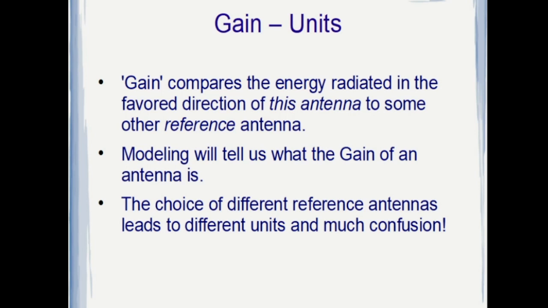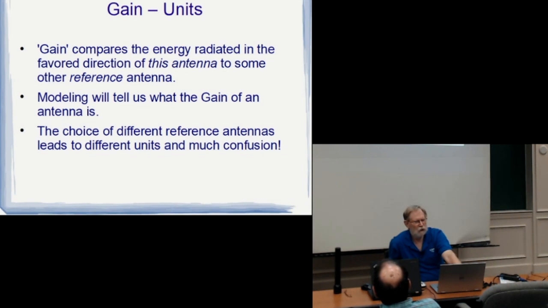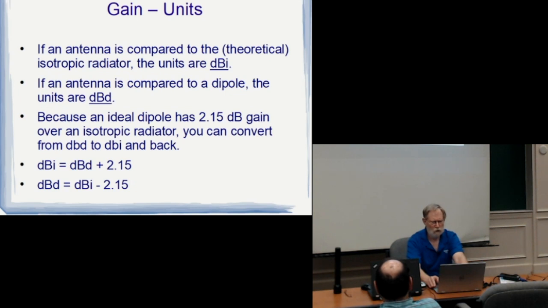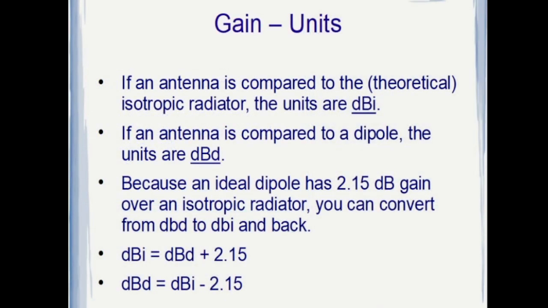Gain compares the energy radiated in the favored direction of this antenna to some other reference antenna. Modeling will tell us what the gain of an antenna is. The choice of different reference antennas can lead to different units and a lot of confusion, and this is where the manufacturers will try to fool you. If you're comparing signal strength in a desired direction to that of an isotropic radiator, the units are dBi, which stands for decibels isotropic.